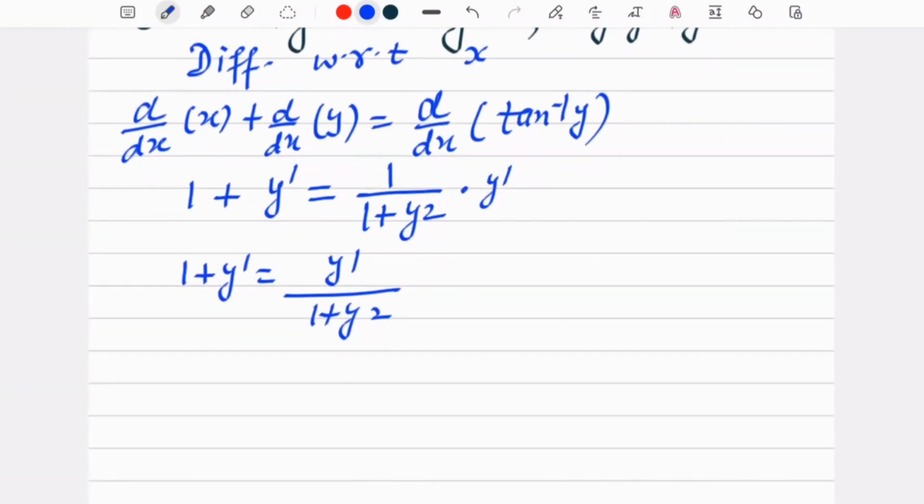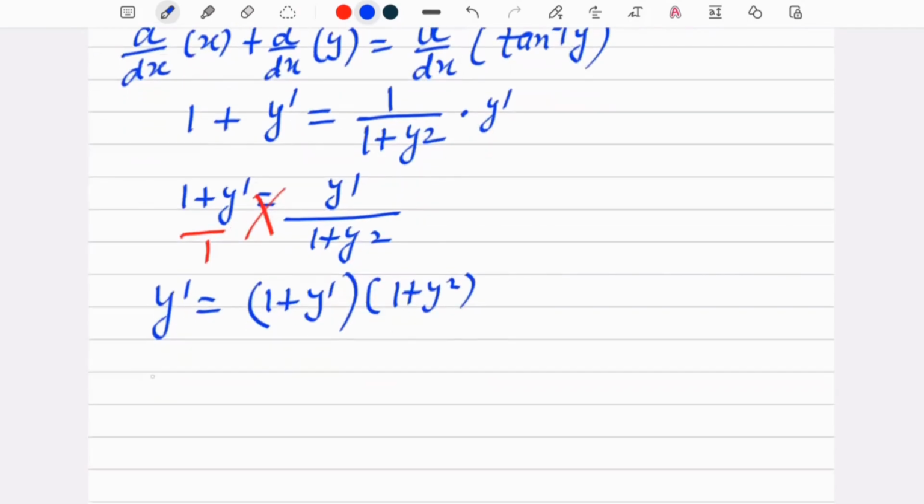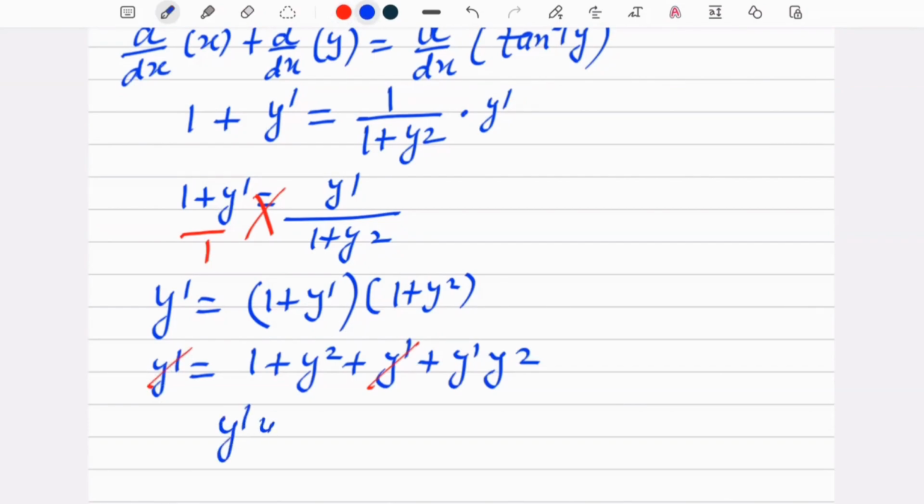As we cross multiply, we will get the answer. It will be y dash is equal to 1 plus y dash into 1 plus y square. So it will be y dash is equal to 1 plus y square plus y dash y square. Yes or no? One y dash will cancel out, and we will have y dash y square plus 1 is equal to 0. Is it clear? Yes, sir.